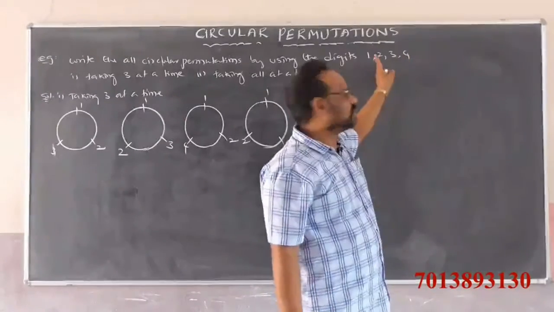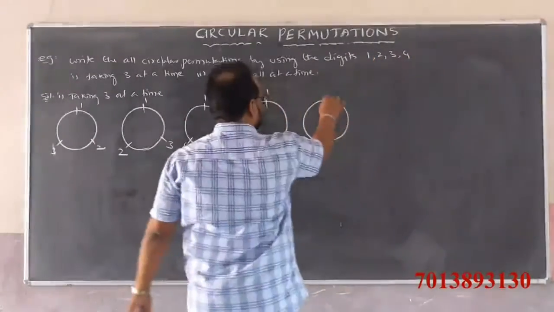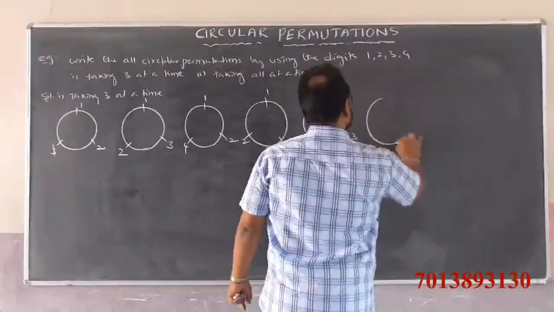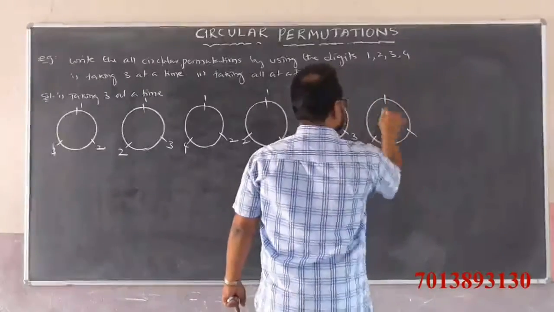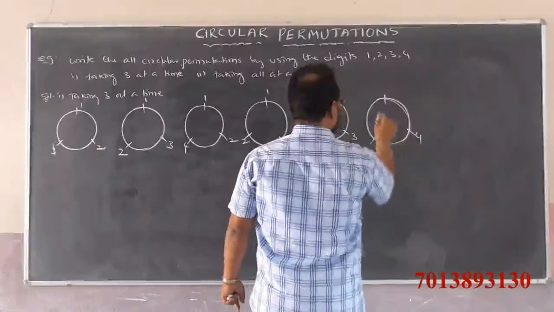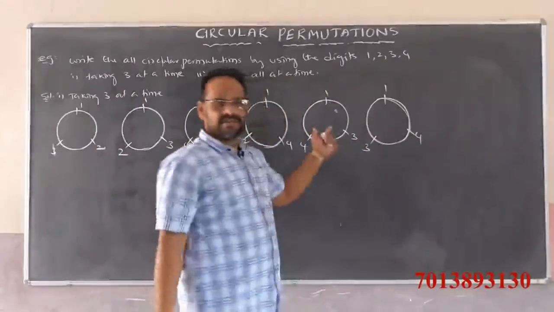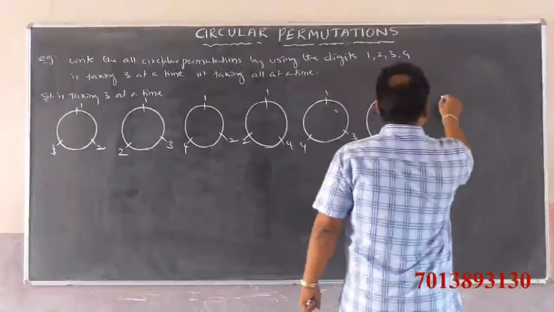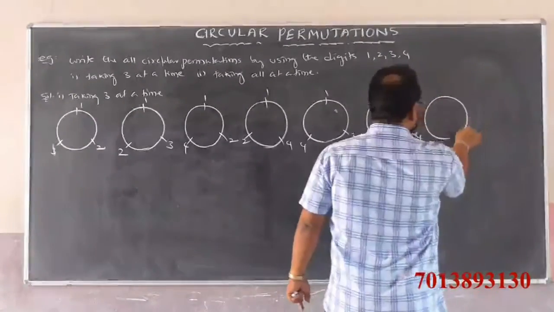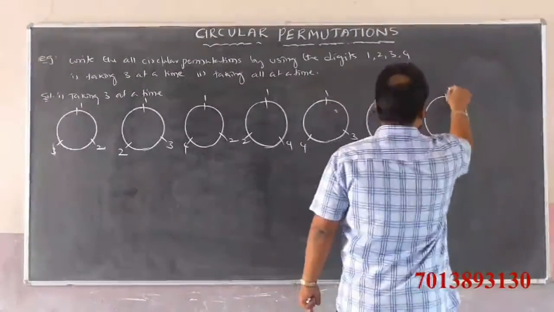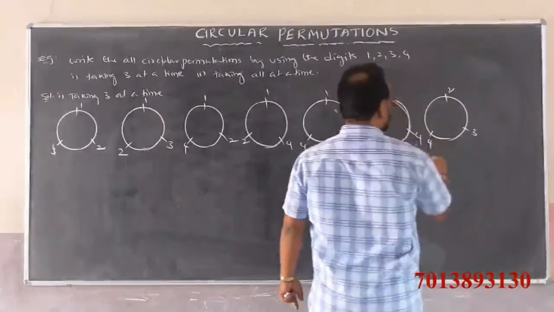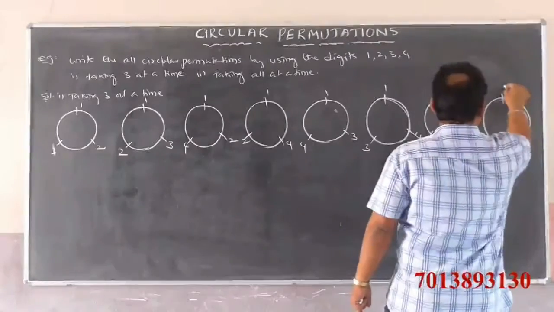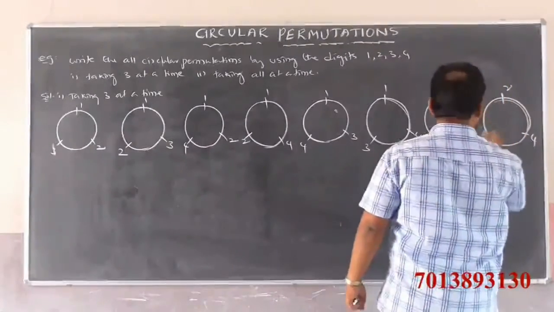Take the next 3 digits, that is 1, 3, 4. Next one is 1, 4, 3. We get 1, 2, 3, 4, 5, 6. Next, take the next 3 digits, that is 2, 3, 4. This is 2, 3, 4, and this is 2, 4, 3.